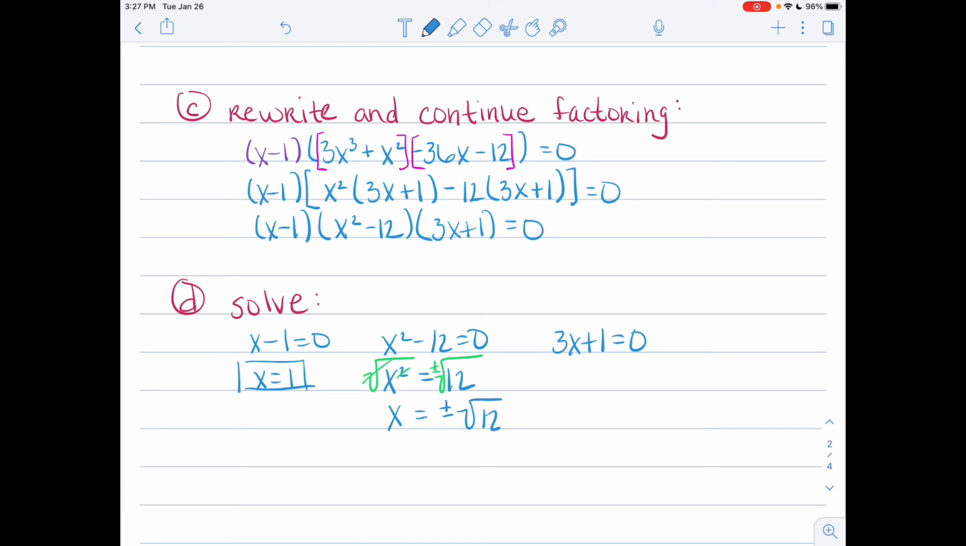This is our solution, but it's not in its most simplified form. Remember that even if it isn't a perfect square, we need to look for hidden perfect squares. So we'll do a factor tree, 3 and 4, and 3 is prime. And then 4, you might recognize that as a perfect square. In that case, you can stop here, or you can go and do 2 and 2.